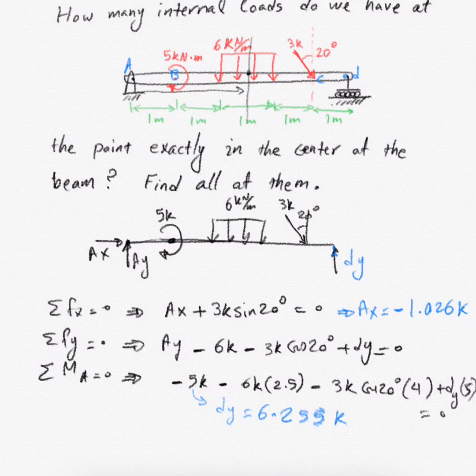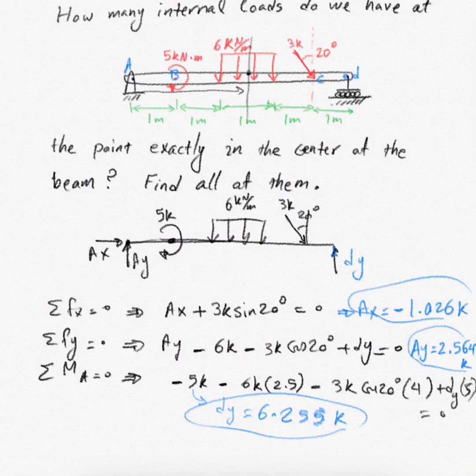And then you put it in to get Ay. So Ay is equal to negative 6K negative 3 times cosine 20 plus 6.255, and then you take it to the right, Ay becomes positive 2.564K. So these are the data you get when you solve the external reactions.